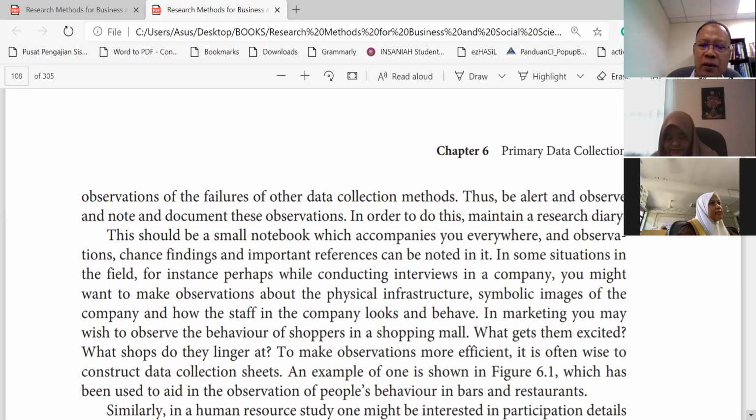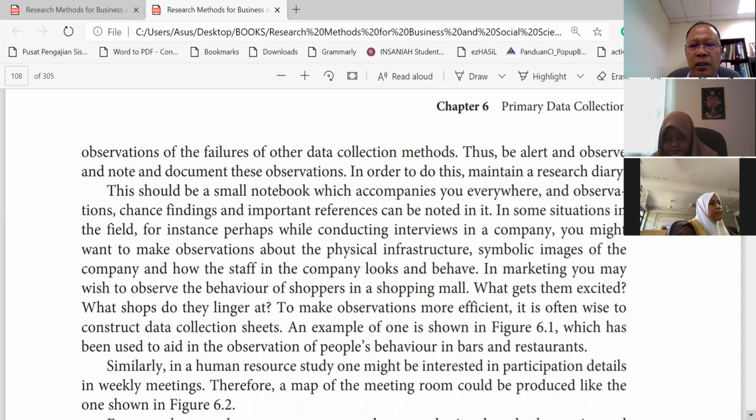What the researcher does is observe some events, and there are two types of observation. One is called participant observation, where the researcher is part of what's being observed.